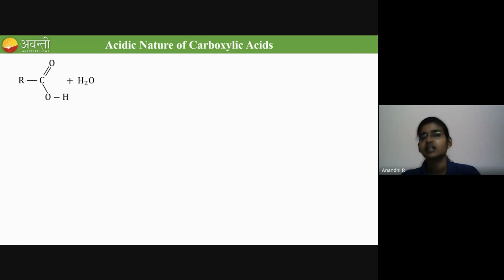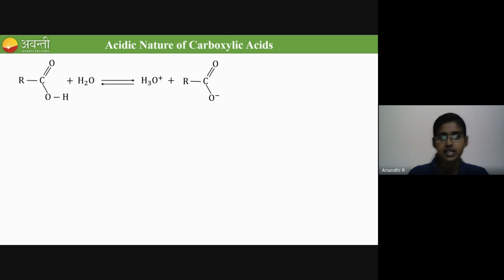When they are treated with water, they form the carboxylate ion and H3O plus, which is called the hydronium ion. So here water acts as a base, which means RCOOH is acting as an acid. So what is an acid? H plus donors are called acids, right?